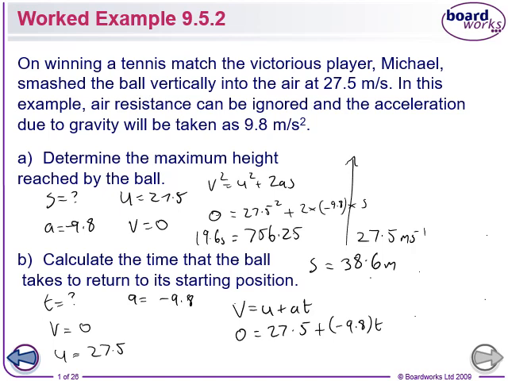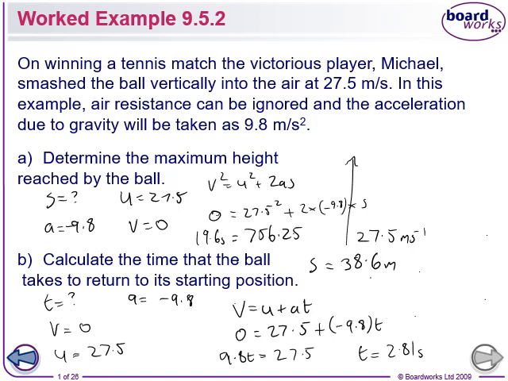Right, so if we're moving the t over to the other side, we need to change our sign. So we get 9.8 t is equal to 27.5. So therefore t, divide both sides by 9.8, 2.81. Are we finished? No. We've got to double it.